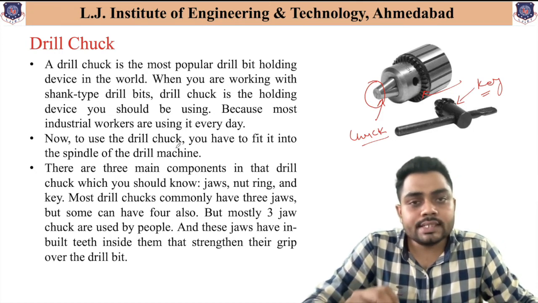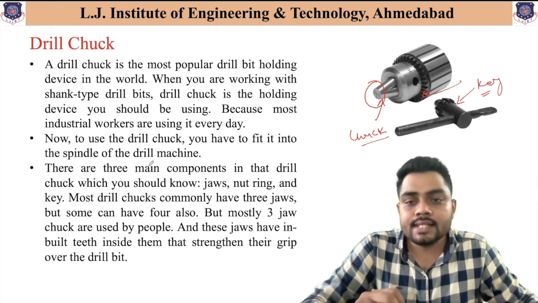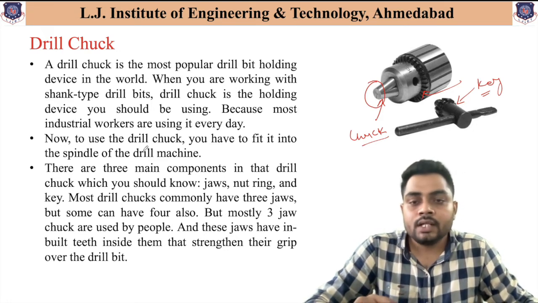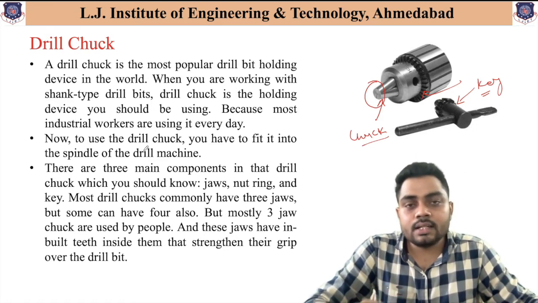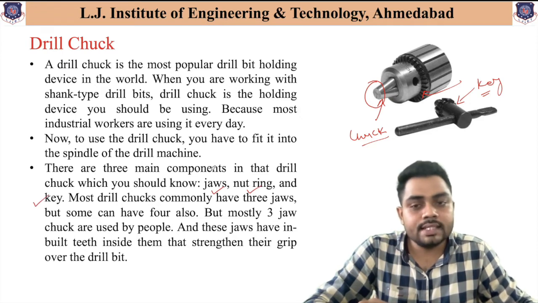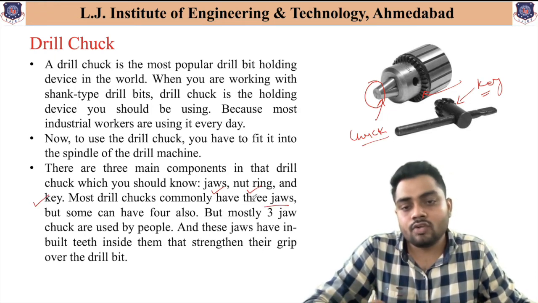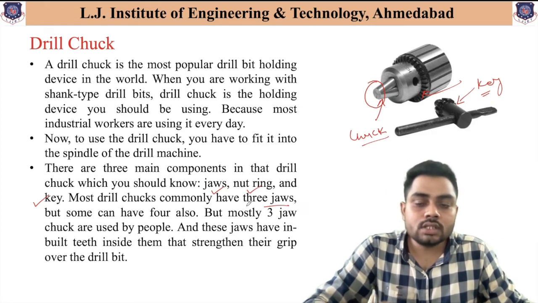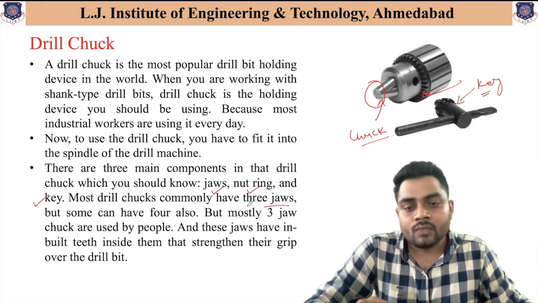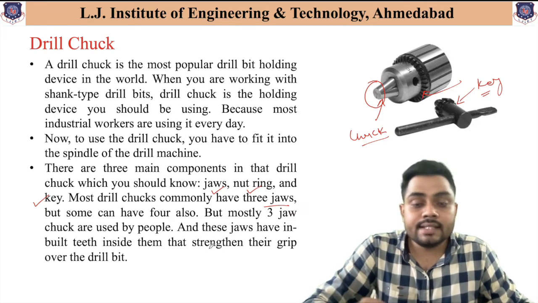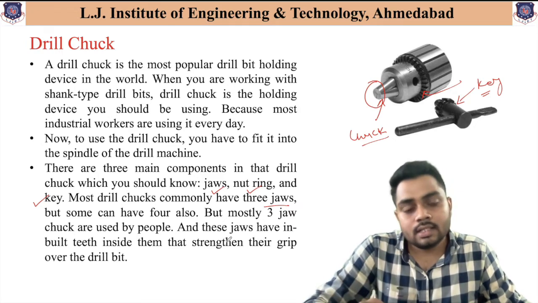Now, to use this drill chuck, one must fit it inside the spindle of the drilling machine. As I have discussed, there are three main components of the drill chuck: the first is the jaw, the second is the nut ring, and the third is the key, which is used to fix the jaws when the component gets fixed. Most drill chucks have three jaws, but some also have four jaws, and mostly three jaw chucks are used. These jaws have inbuilt teeth inside them that strengthen their grip over the drill bit.